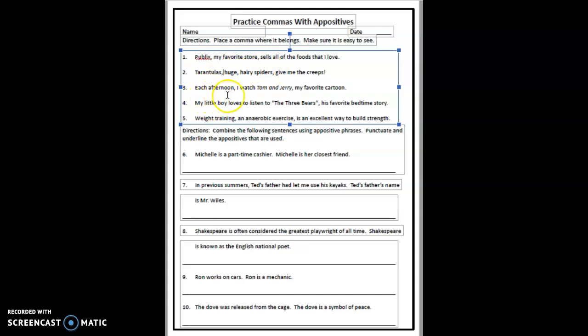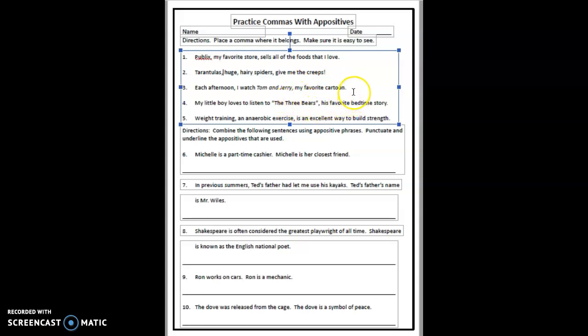Okay? Each afternoon, I watch Tom and Jerry, my favorite cartoon. This comma, after the clause here, the phrase at the beginning of the sentence, was already in the sentence. I added the comma here after Jerry because my favorite cartoon is non-essential to this sentence. So this appositive here, my favorite cartoon, is non-essential. So I need to add a comma here.